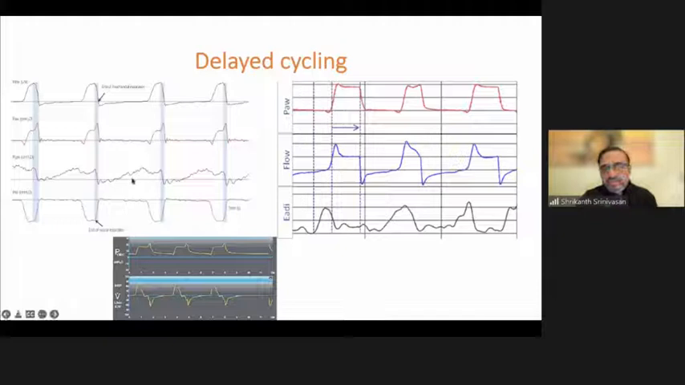While that was seen in a flow time scalar, this is very classically seen in a pressure time scalar. In a pressure time scalar, if you see, this is the inspiratory phase, this is the exhalation phase, again inspiratory phase, exhalation phase.